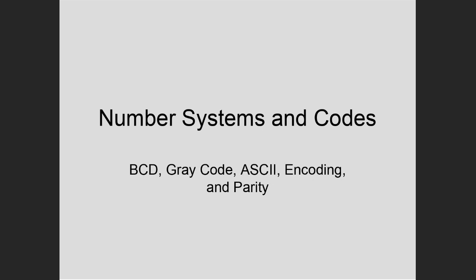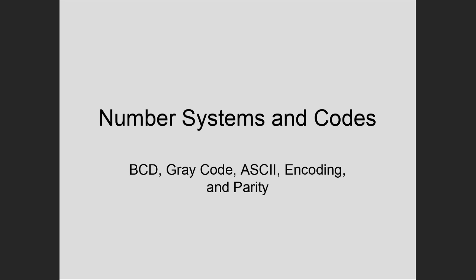Gray code is what we call our error-minimizing code. So if you want to move information back and forth, sometimes bits can change or they can be lost. So gray code helps us to minimize the chances of a bit being changed when you transfer information from one place to another.